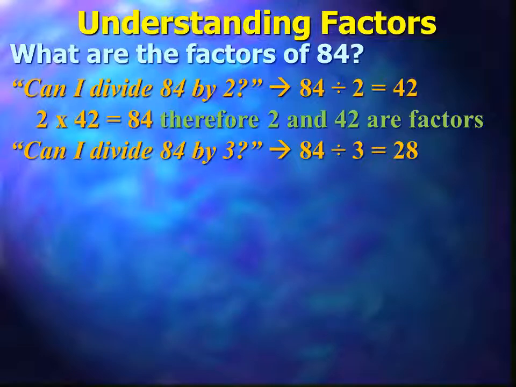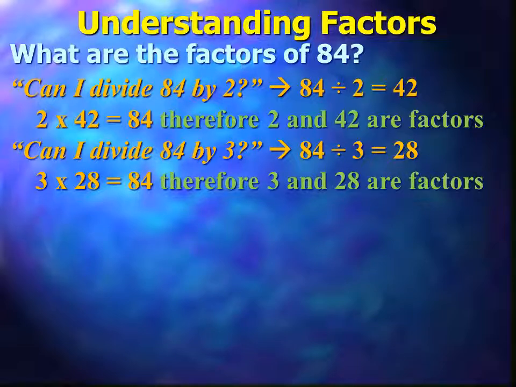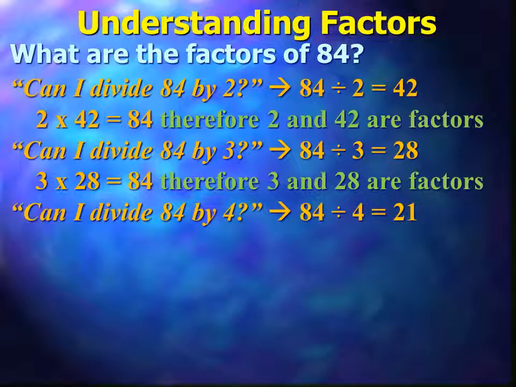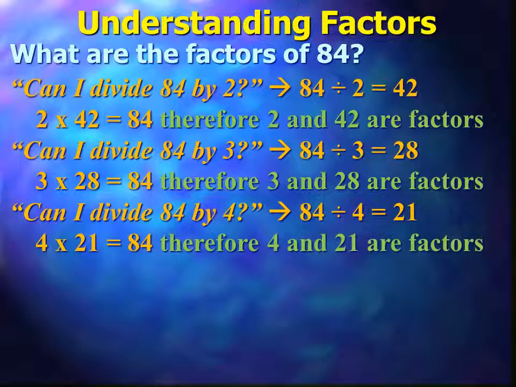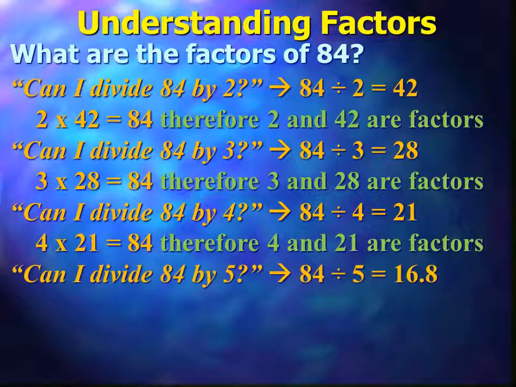Can I divide 84 by 3? Well, 84 divided by 3 does equal 28. Therefore, 3 and 28 are factors of 84. Can I divide 84 by 4? 84 divided by 4 equals 21. So, 4 and 21 are both factors of 84.